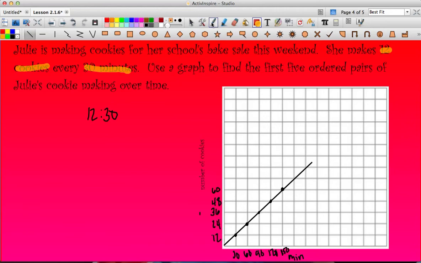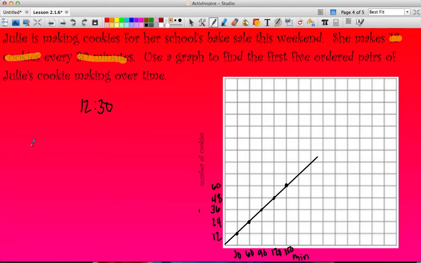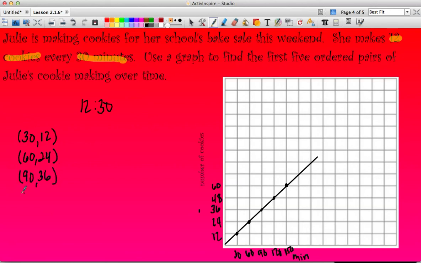Okay, so we have a good start, but now I need to know the ordered pairs. So the ordered pairs in this case would be my time, because that's my x, and then the number of cookies. So my first ordered pair would be 30, 12. The next one would be 60, 24, and then 90, 36, 120, 48, 150, and 60. 1, 2, 3, 4, 5. There's my first 5 ordered pairs.